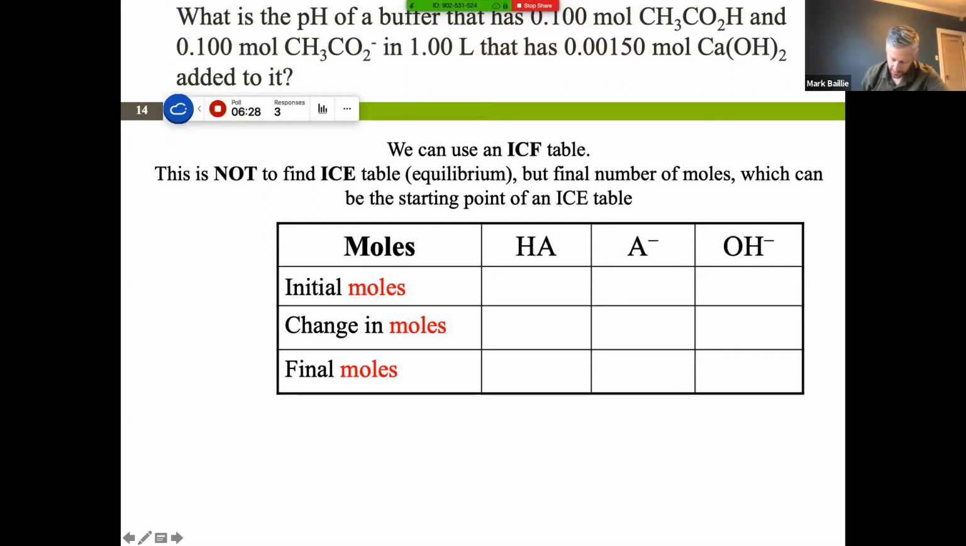In this particular reaction, we have 0.100 moles of each of our conjugate acid base pair, and we have 0.00150 moles of our hydroxide. We're going to use up our weak acid until either all the weak acid or all the hydroxide is used up. Did I mess anything up here before I go any further? Or what did I mess up? I already messed something up.